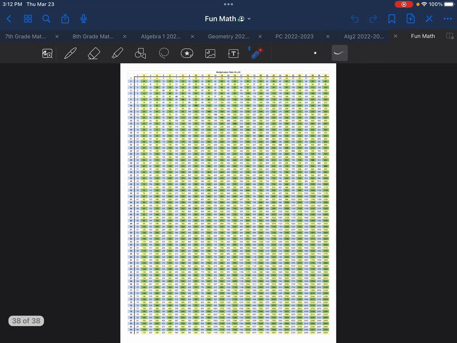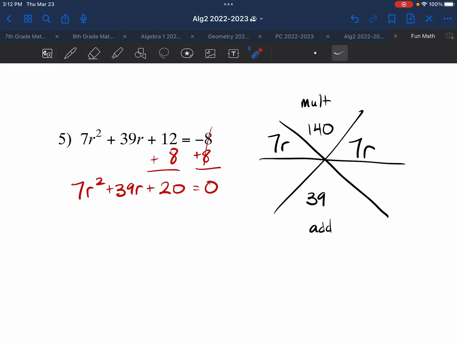So typically, this is what I give out. So here's our problem, right? We're asking first, what two things multiply to 140, and at the same time add to 39. Because this is a positive number, we do know that this number and this number are going to be added.